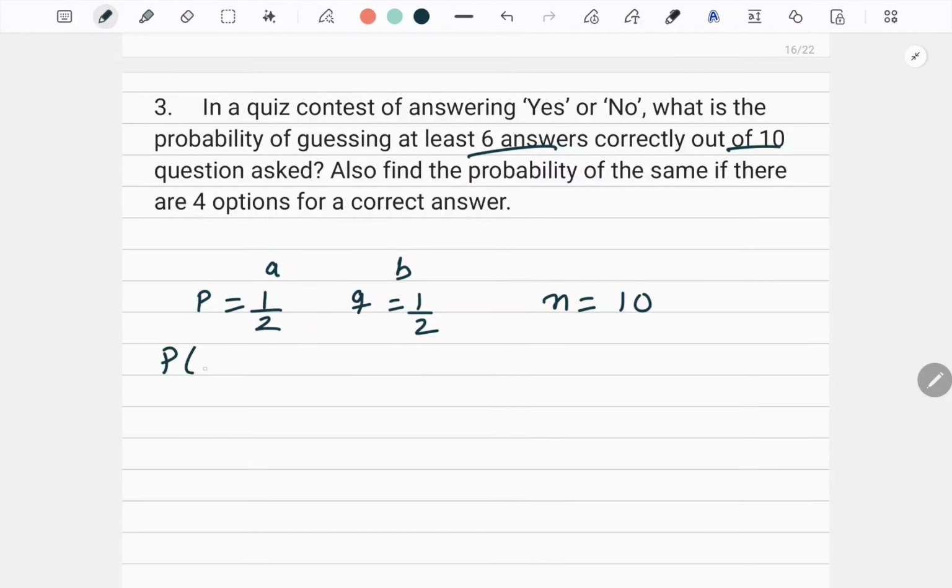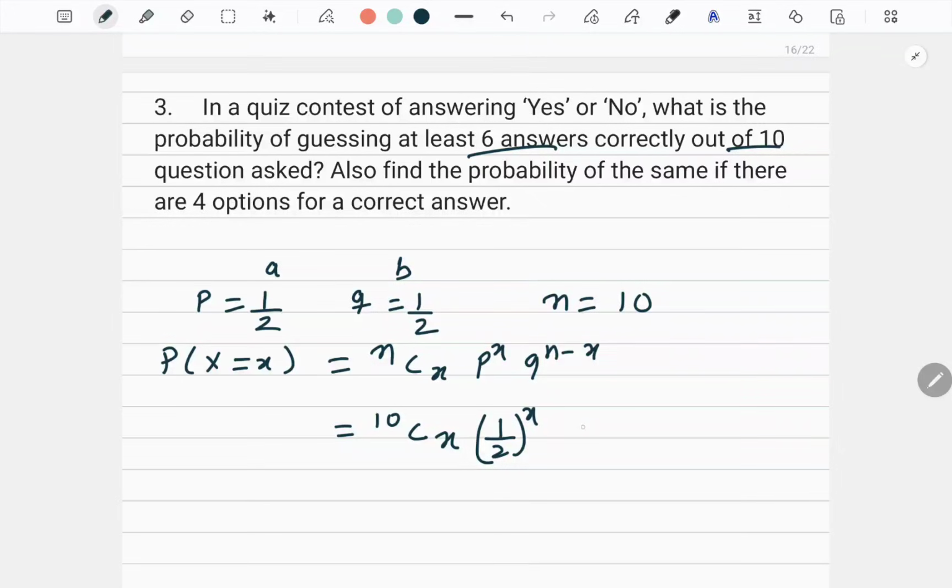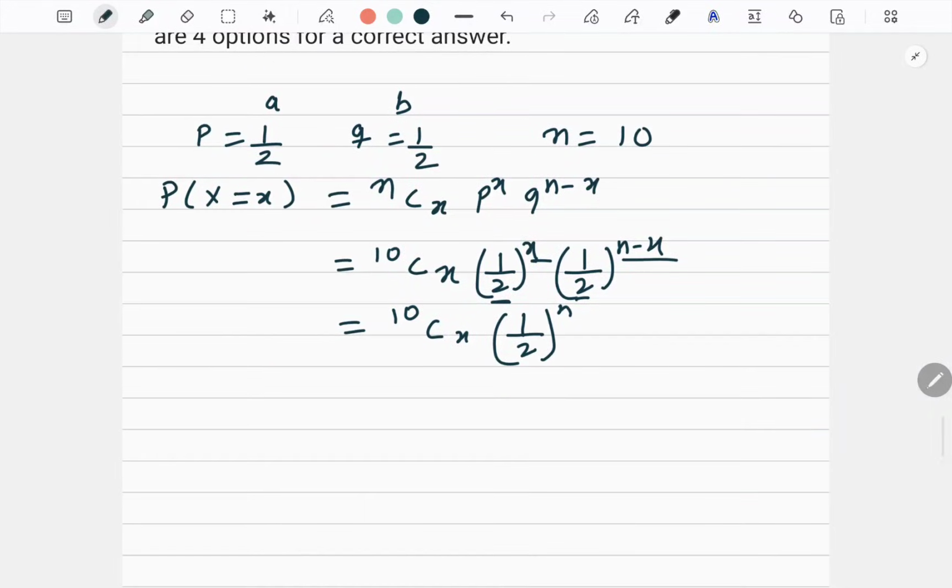So what is the probability distribution here? Probability for x is equal to nCx p to the power x q to the power n minus x, or 10Cx (1 by 2) to the power x and (1 by 2) to the power n minus x. Basically, if you see, when p and q are the same, you can reduce this directly to (1 by 2) to the power n, because if you add the powers, minus x plus x will go. If you don't like, don't reduce it. Let it be, it is a simple question, you can do it.